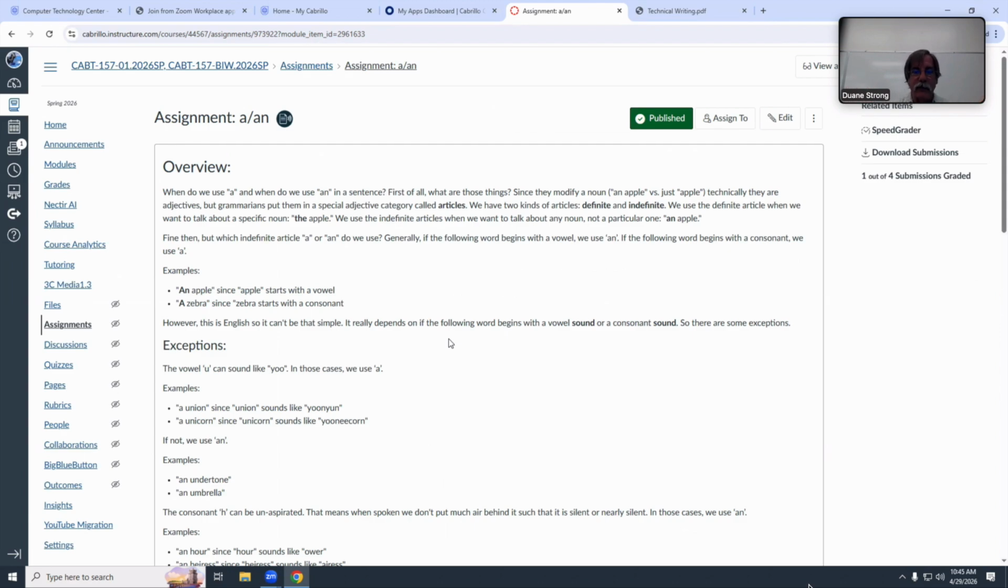Well, they modify a noun, right? I could say an apple versus just apple. So technically, a word that modifies a noun is an adjective, right? Describes the noun. But grammarians put these into a special adjective category called articles. And we have two kinds of articles, definite article and indefinite article. There's only one definite article, the. We use that when you want to talk about a specific thing, specific noun, the apple. I'm not talking about just any old apple in the world, the apple.